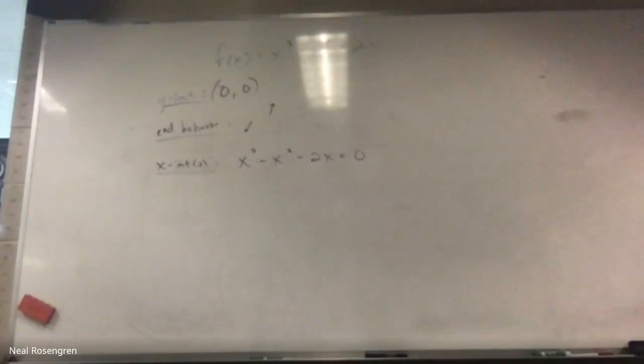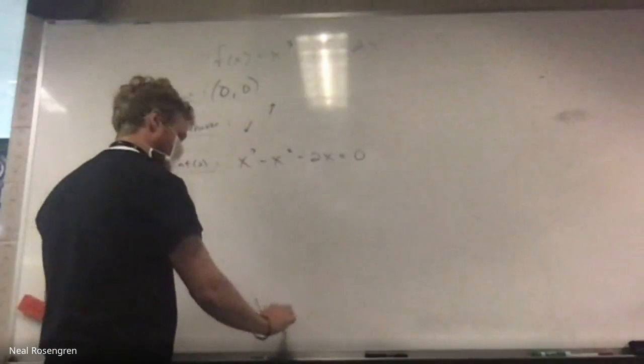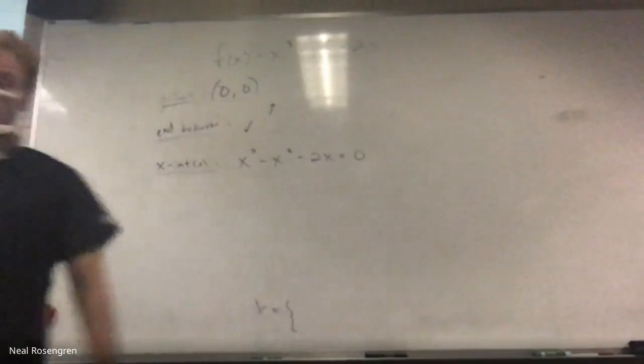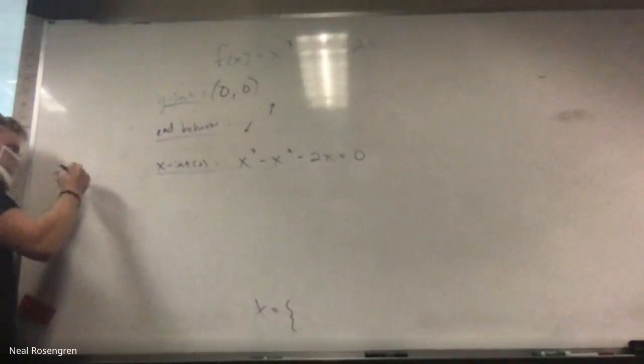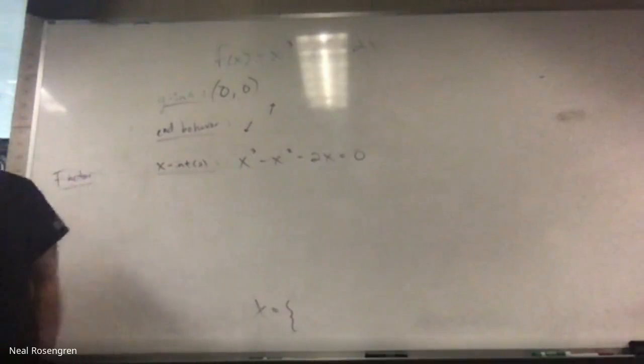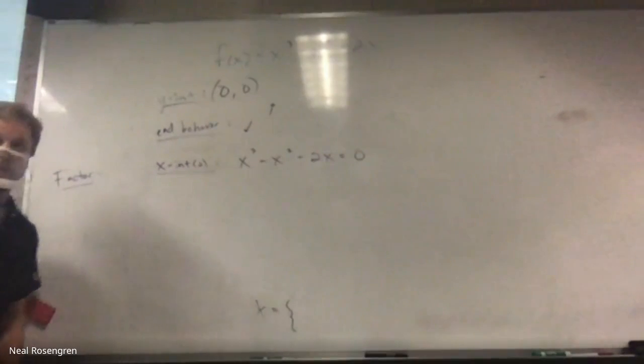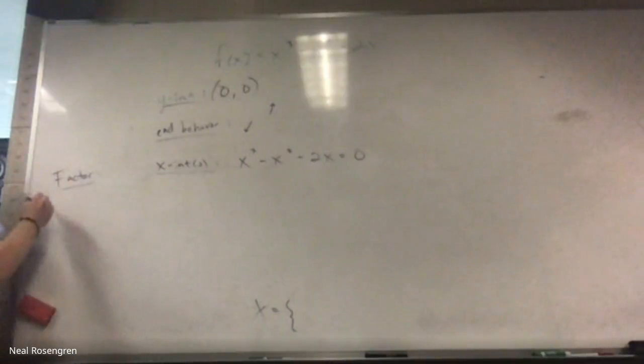How are we going to get ourselves down to here? x equals some set of nice zeros. Roots, x-intercepts, whatever you want to call it. Solutions to this equation. Factor. And we're going to do a lot of different kinds of factoring to find these x-intercepts as easily as we possibly can.